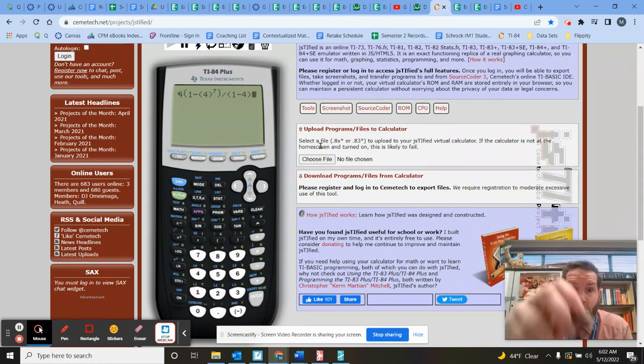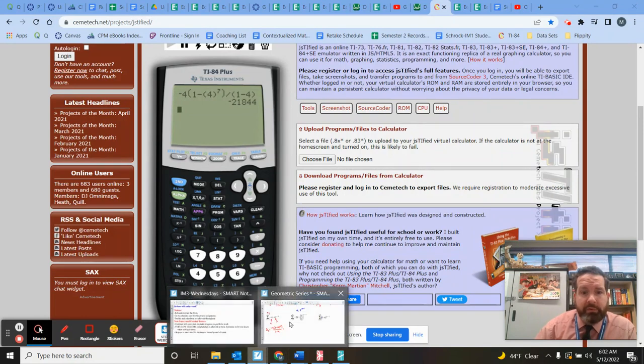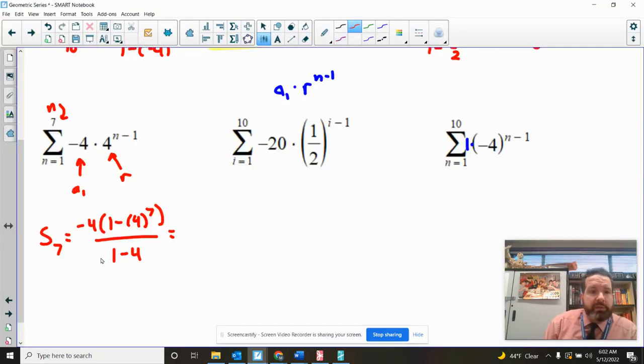It is super important that you put that 1 minus 4 in its own set of parentheses. Otherwise, you're not going to get what you want. Let's see where we end up. Negative 21,844. So just for space reasons, I'm going to write it down here. Negative 21,844.